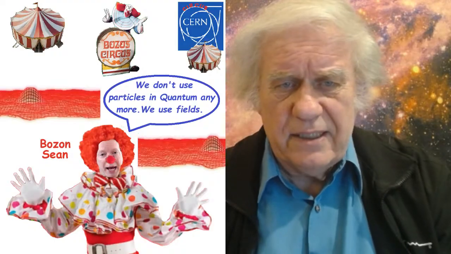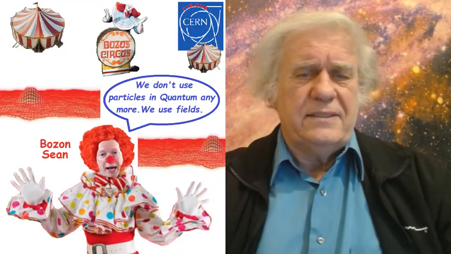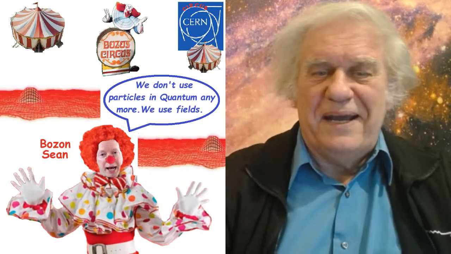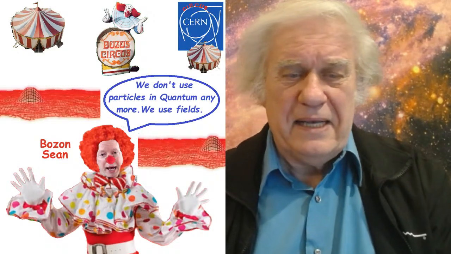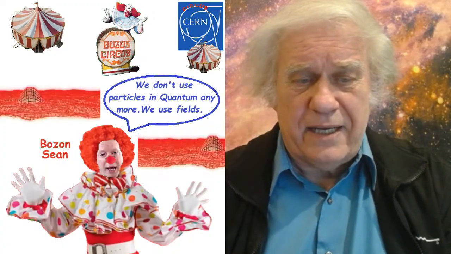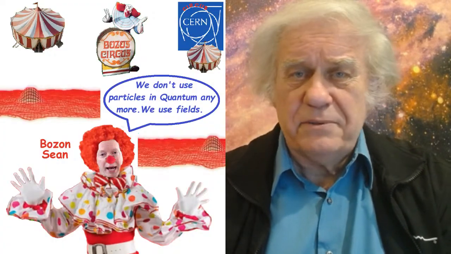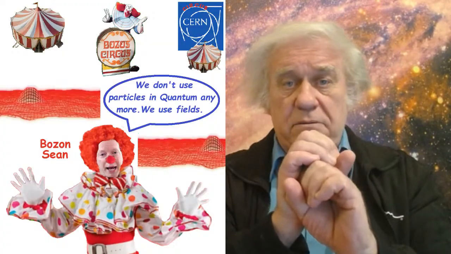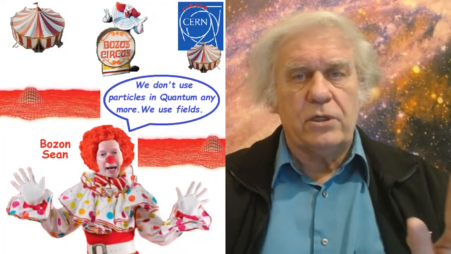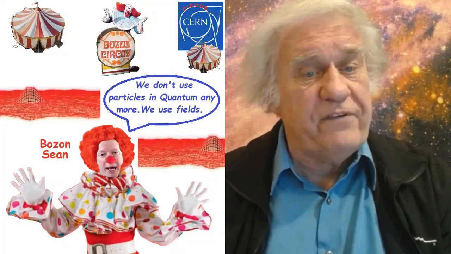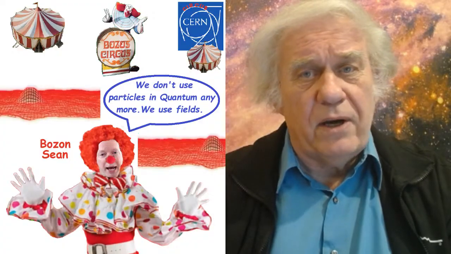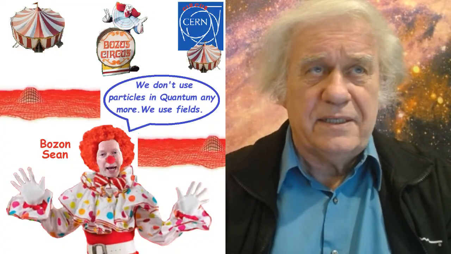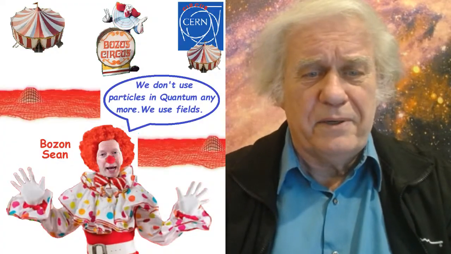Okay, and where do you get all this stuff? Well, here's another boson in the establishment. His name is Sean Carroll. And he says we don't use particles in quantum anymore. We use fields. And let him tell you in his own words. I'm not going to put words in his mouth. Let him tell you with his own words that quantum is dead. Quantum means discrete particle, little ball. That's no longer true. Now they use fields for everything. What is a field? We don't know. It's a concept. And what is a particle? It's the vibration of a field, which we don't know what it is.